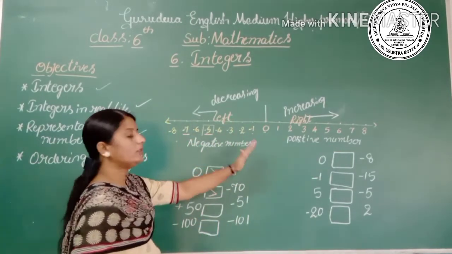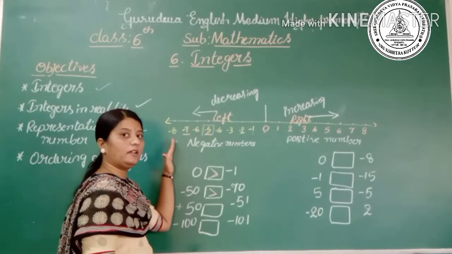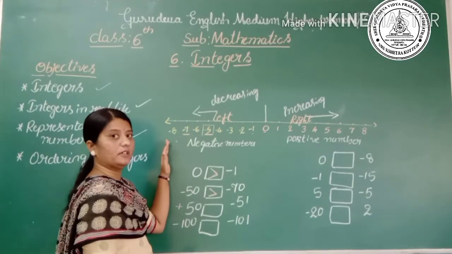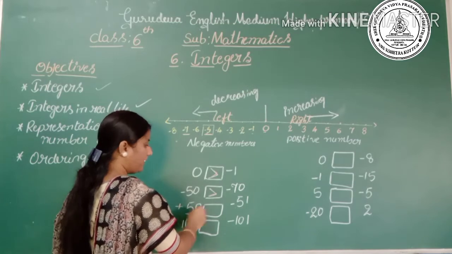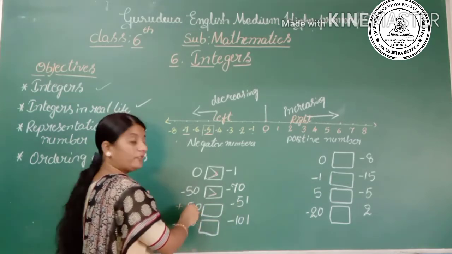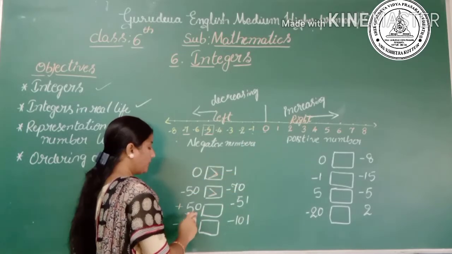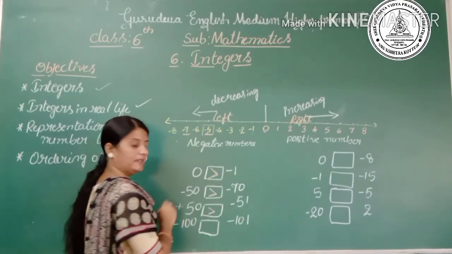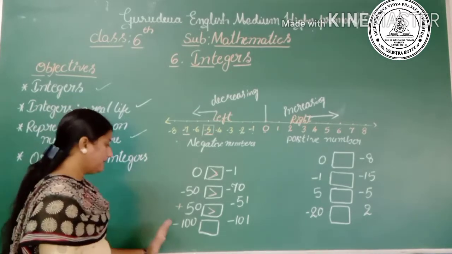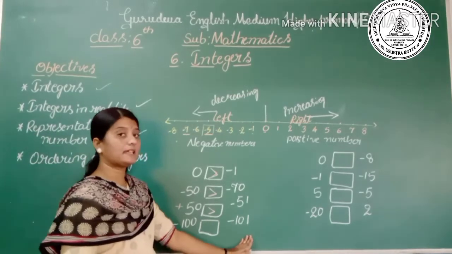If we go to the left of the number line, we get the lesser values. Here, plus 50 and minus 51. So plus 50 is to the right on the number line, right after 0. So it is a greater number. Okay. Then next, minus 100 and minus 101.